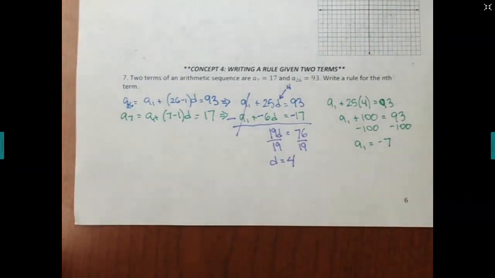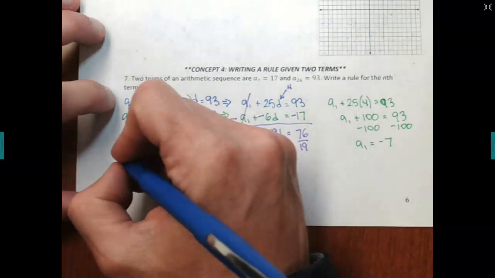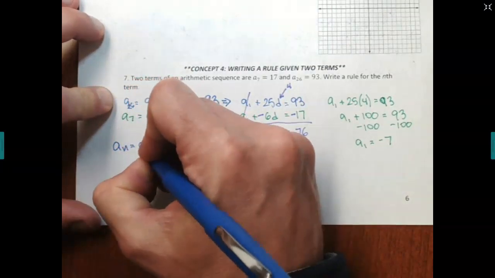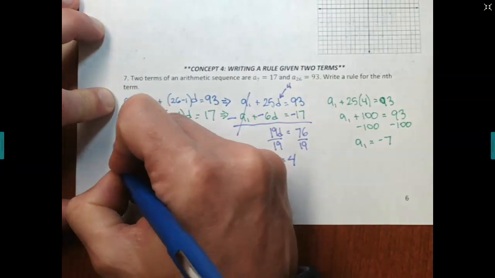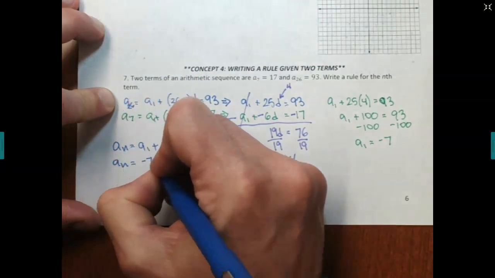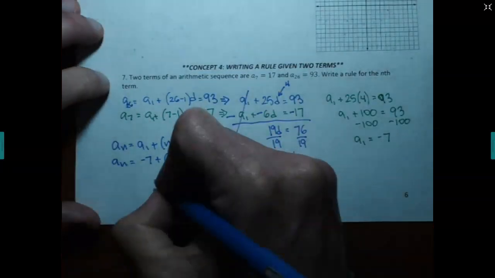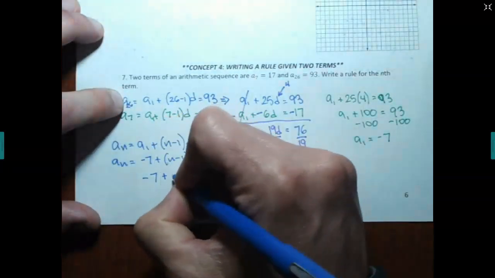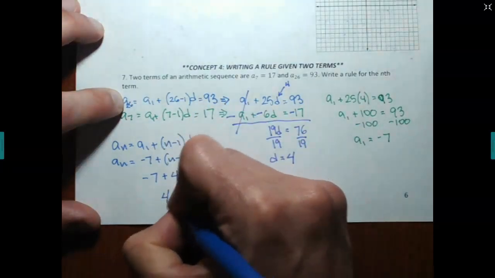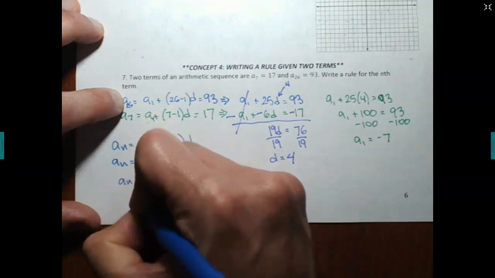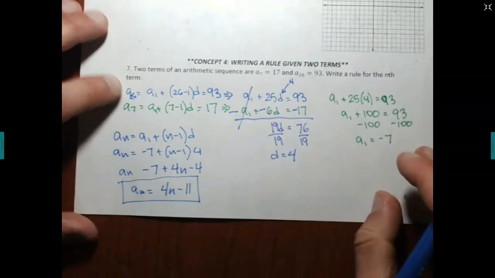And now that I have both of those, a sub 1 and d, I plug them back into that initial formula. I'll write it here. A sub n equals a sub 1 plus the quantity n minus 1 times d. A sub n equals -7 plus the quantity n minus 1 times 4. Distribute. -7 plus 4n minus 4. And now I get 4n minus 11. A sub n equals 4n minus 11 is the rule.